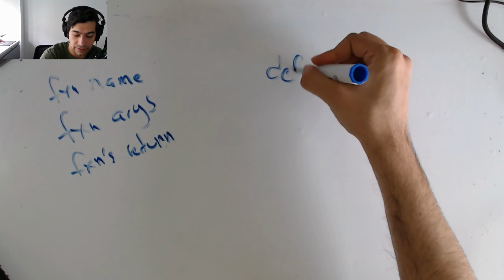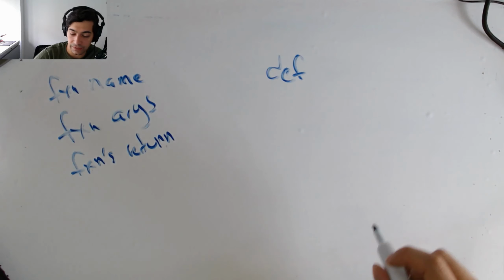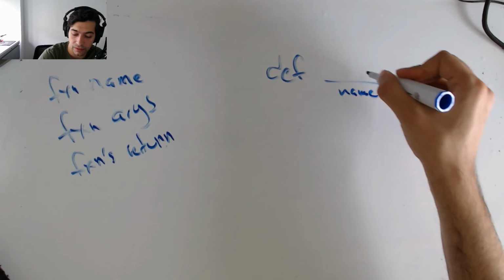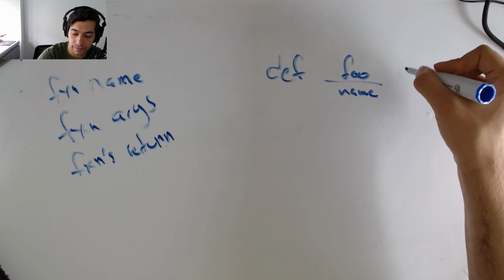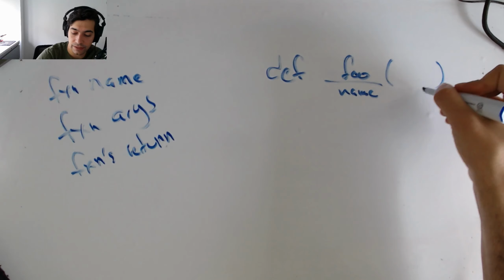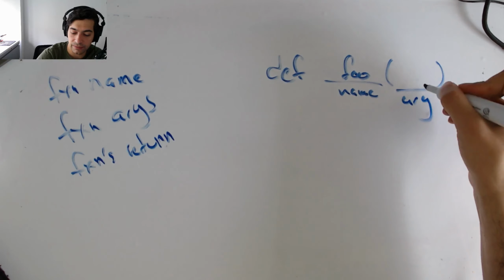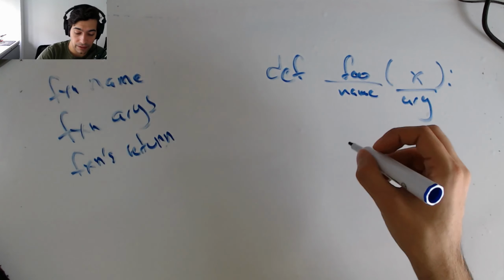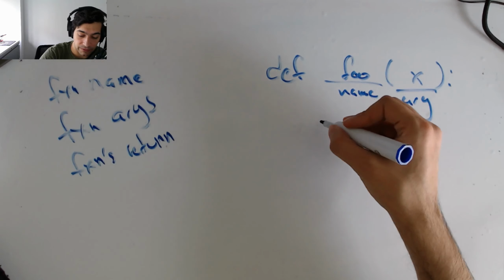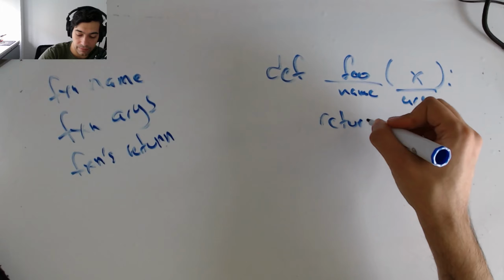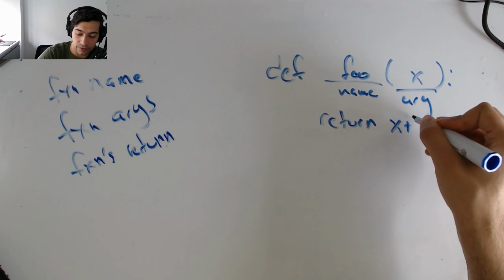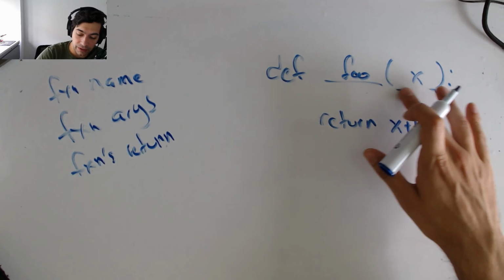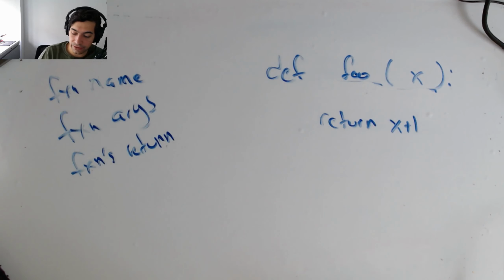We've got def. This is the keyword that tells us we're about to define a function. We have the name. I'll name my function foo. And then we have in parentheses the arguments. I'm going to pass an argument of x into my foo function. Then what am I going to do with my function? I'm going to have a return statement that says x plus 1. Okay, so we've got all the pieces of a bare bones function here.